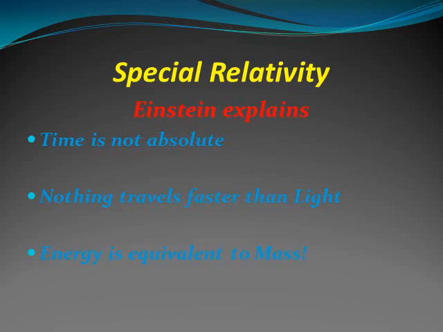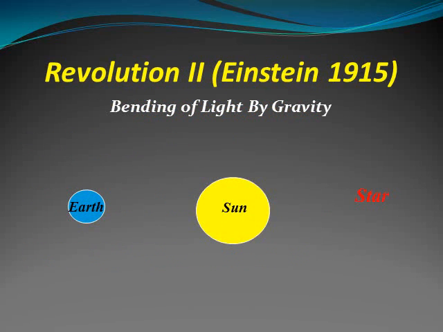One of his most remarkable achievements was to show that mass and energy are equivalent. This new law of physics is stated as E equals mc squared. Having shown that Newton's laws of motion required revision when objects travel close to the speed of light, Einstein then turned his attention to the force of gravity.